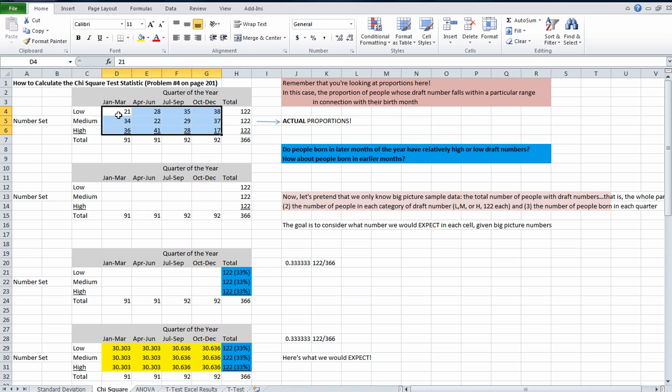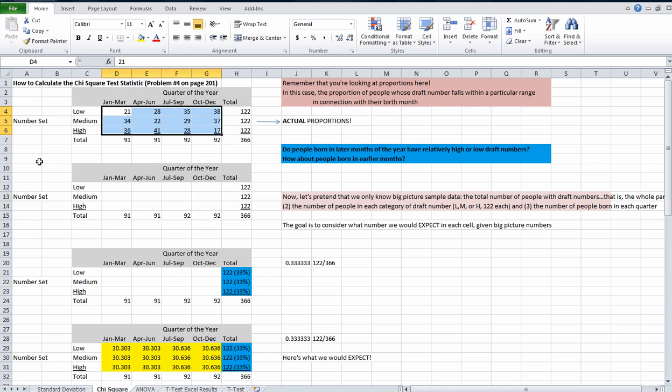So for example, out of 91 respondents, the number of people who were born in January through March and had low draft numbers was 21. The number of people with high draft numbers was 36. So now what you want to do is figure out, if these numbers were randomly generated, what would you have expected to get here, and how different is what you got from what you would have expected? Because as you would imagine, the bigger the deviation between what you would have expected randomly and what you got, the less likely it's due to chance, and thus there are real differences in proportions.